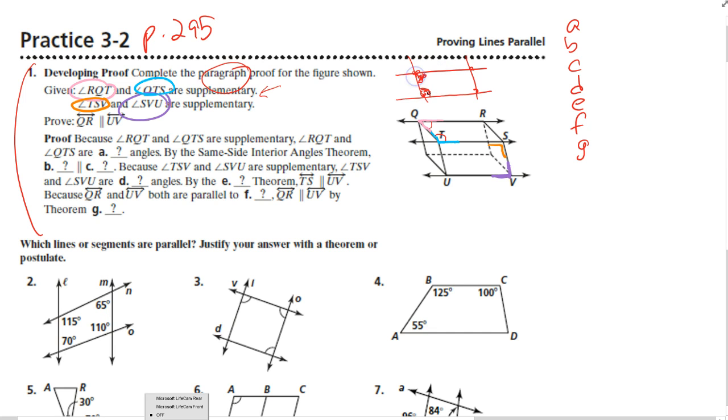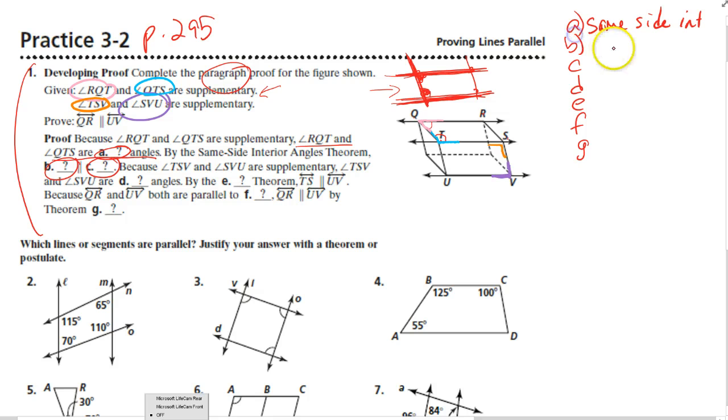So these two angles were on the same side of a transversal, and they were in between the two lines that I'm hoping to find out something about being parallel. So that makes them same side interior angles. So there we go. These two were same side interior. And now, by the same side interior angles theorem, we have two lines that must be parallel. Which two lines? Well, here was our transversal, so it was these two guys that were parallel. So that means line QR and line TS are now parallel.